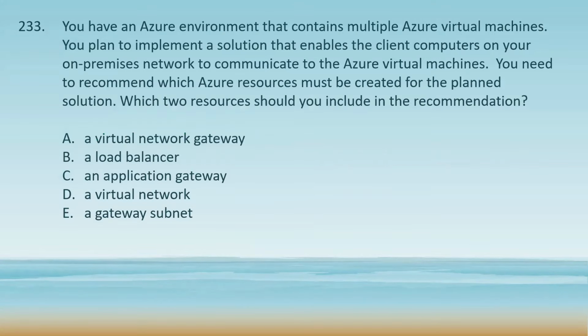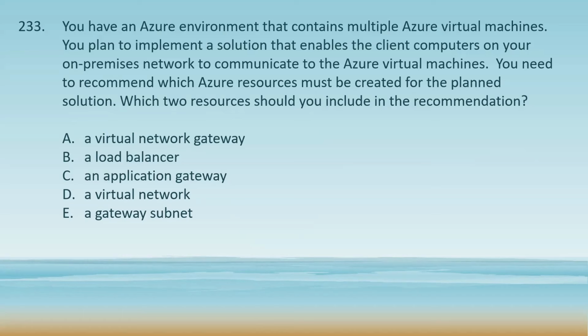Question number 233. You have an Azure environment that contains multiple Azure virtual machines. You plan to implement a solution that enables the client computers on your on-premise network to communicate to the Azure virtual machines. You need to recommend which Azure resources must be created for the planned solution. Which two resources should you include in the recommendation? And your options are a virtual network gateway, a load balancer, an application gateway, a virtual network, a gateway subnet.